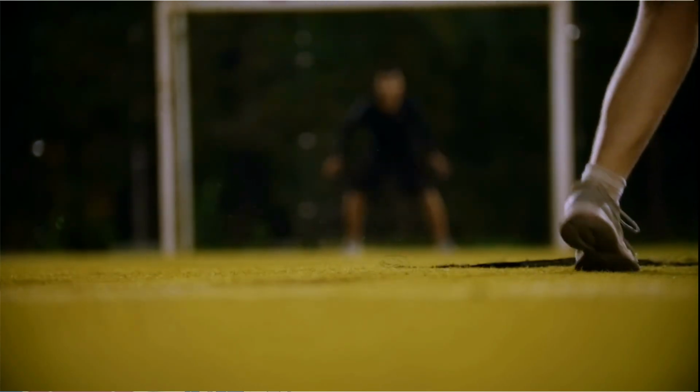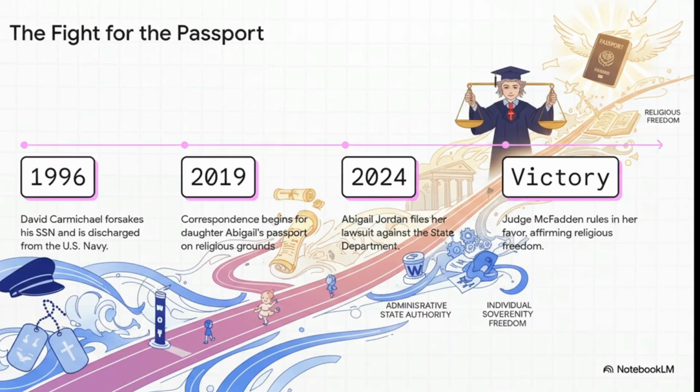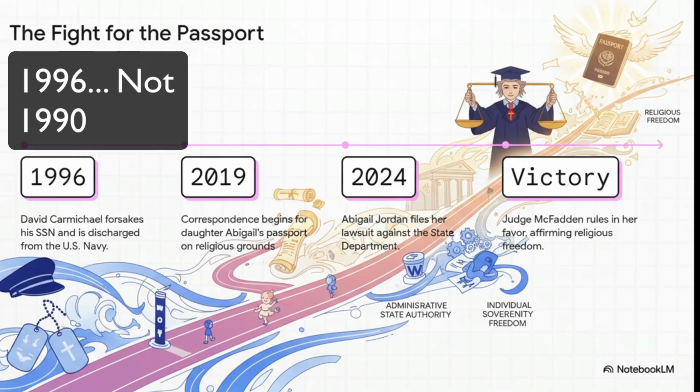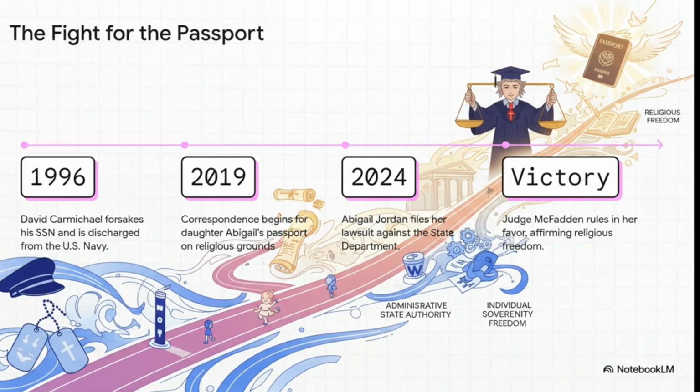Carmichael got kicked out of the Navy for his beliefs all the way back in 1990. The battle for his daughter Abigail's passport started in 2019. It took 5 long years just to get a final victory in 2024.